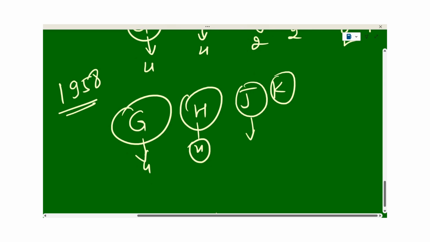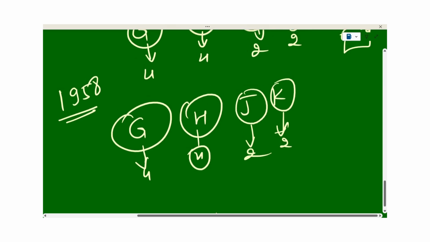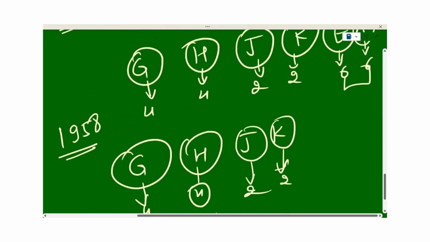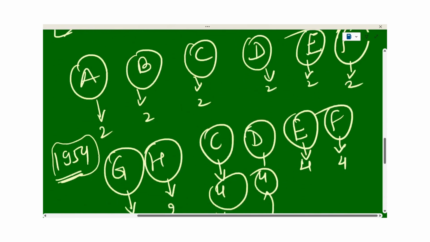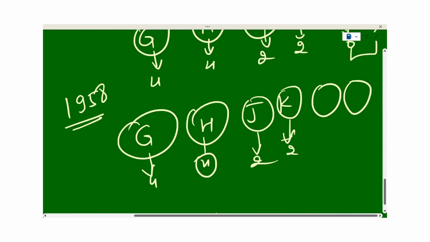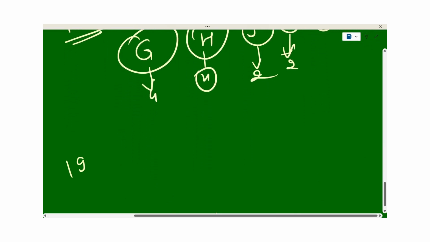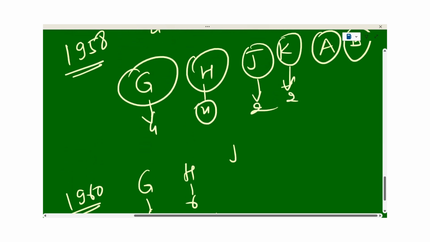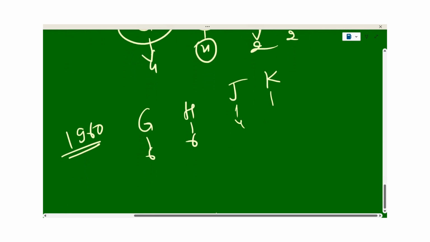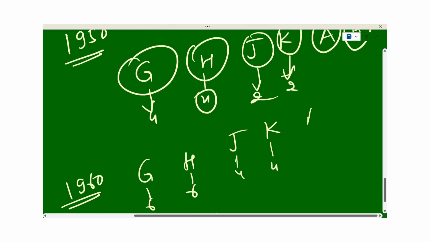JK 2 years each, and they will retire, and in their place will be filled by the first members who could not complete their 6 years, A and B. Then let's see the situation after 2 years, that is in 1960. By 1960, G and H, they would have completed their 6 years. J and K, they have completed their 4 years, and A and B would have completed their 2 years.